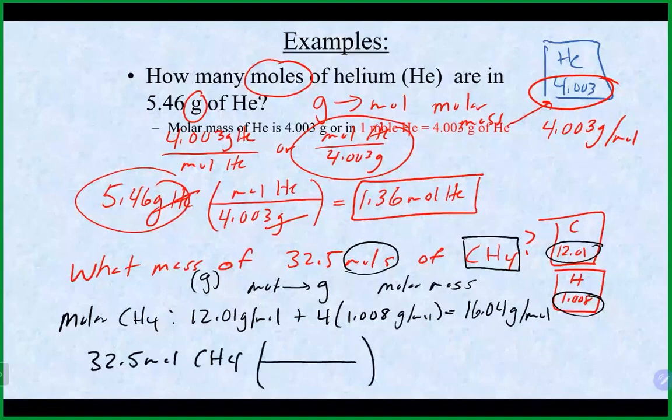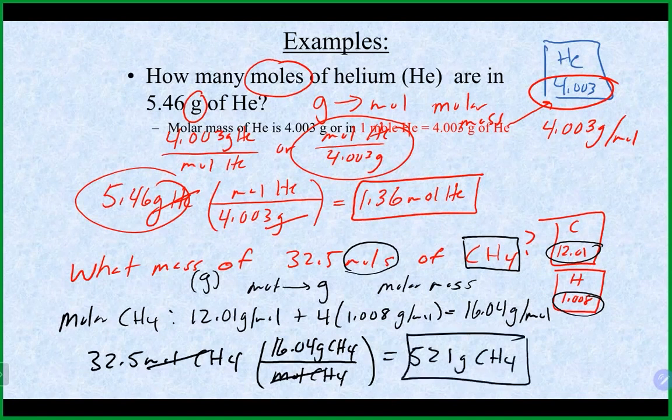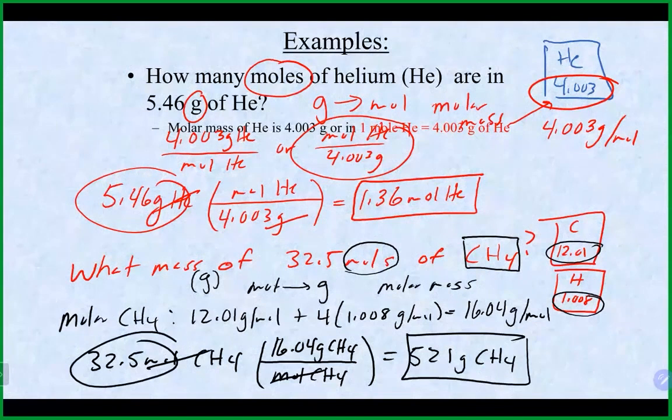We want the moles to cancel, so we do want the moles from our molar mass on the bottom. Grams up on top, remember that the grams stay together with the number. Moles will cancel, and we will end up with about 521 grams of CH4 in this case. Again, really based off of that right there, 3 significant figures. Any questions on that calculation?